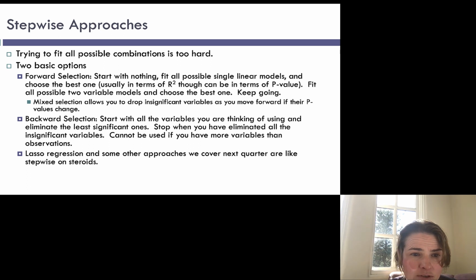Mixed selection allows you to kind of take the best of both. And this allows you to start basically with a forward selection model. But as you go, sometimes you can add in a variable and the p-value of an existing variable drops it out of the model. So it can make p-values change as you go. And so you keep going, but you start dropping insignificant variables as you go along if that happens.